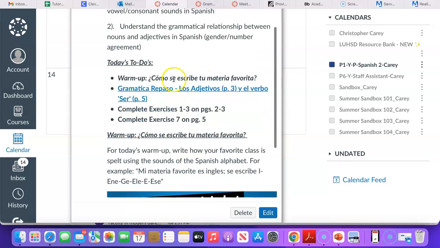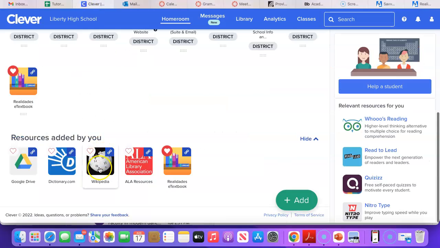All right, today's lesson, you're going to go into modules and click on Gramática Repaso and review the lessons on pages 3 and 5 in your textbook, and you guys have textbooks to your left and to your right. Also, you could use the e-textbook by following the steps, logging on to Pearson Realidades. That can be found under your Clever account.